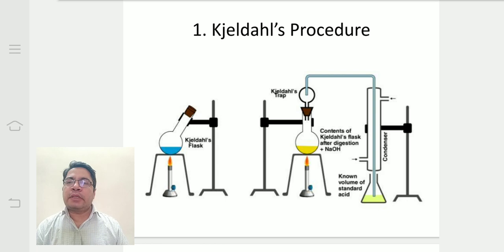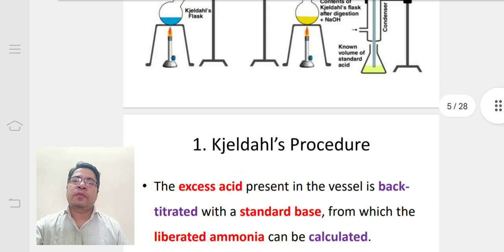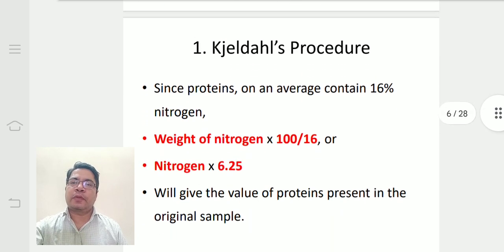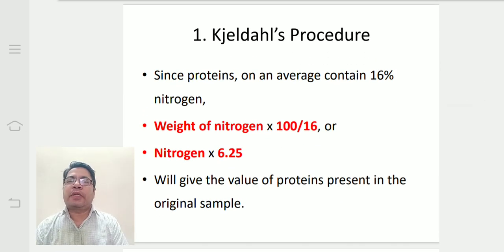In this diagram, we can see that Kjeldahl's flask and Kjeldahl's trap are used to measure unknown concentration of proteins. The excess acid present in the vessel is back titrated with the standard base, from which the liberated ammonia can be calculated. Then the quantity of nitrogen originally present in the protein is assessed. Since the proteins on an average contain 16% of nitrogen, then weight of nitrogen into 100 upon 16, or nitrogen into 6.25, will give the value of proteins in the original sample.